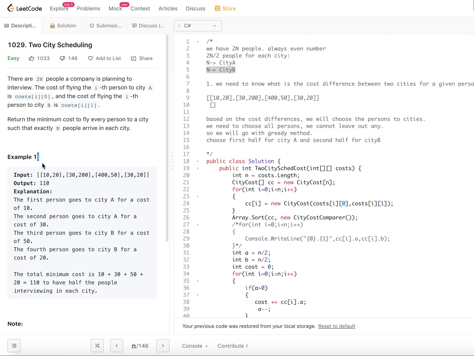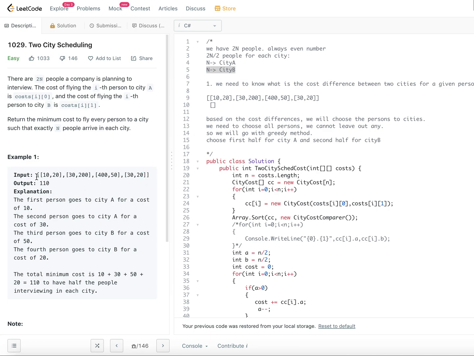So example 1 basically. 10 20 means 10 is the cost to fly person 1 to city A, and 20 is the cost to fly that person to city B. Likewise, you have 4 people here, so 2 people will be going to city A and 2 people will be going to city B. Normally, if you look, what is the minimum here? 10. So let me fly this guy to city A. What is the minimum? 30. So let me fly this guy to city A. What is the minimum? 50. Let's fly this guy to city B. What is the minimum? 20. So let's fly this guy to city B.